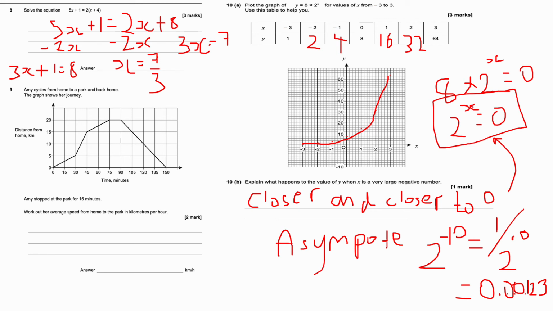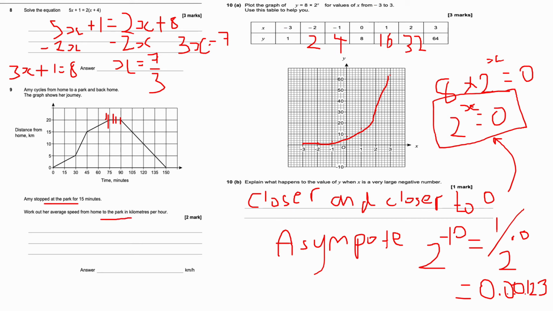We'll now come back to question number 9. Amy cycles from home to a park and back home. The graph shows her journey, distance from home, and time. Amy stopped at the park for 15 minutes, so that's going to be this part here. Work out her average speed from home to the park in kilometers per hour.